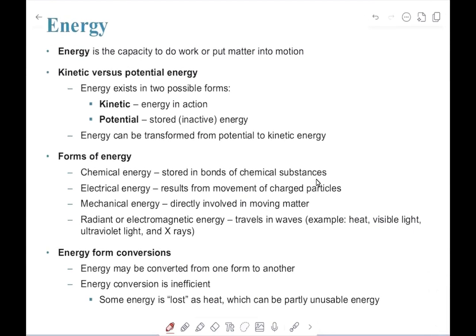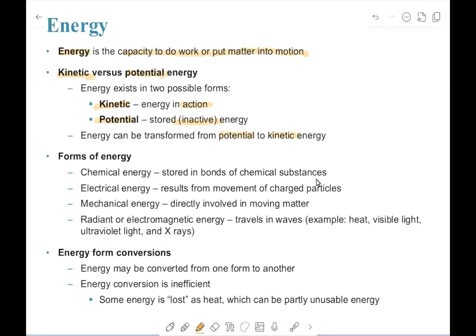Energy is the capacity to do work or put matter into motion. And the two primary types of energy, first of all, are kinetic versus potential. Kinetic means that it's the energy of movement, and potential is stored or inactive energy. And energy can be transformed from potential to kinetic energy.